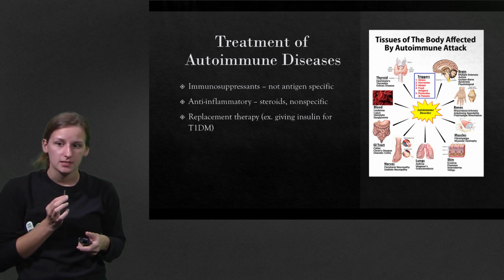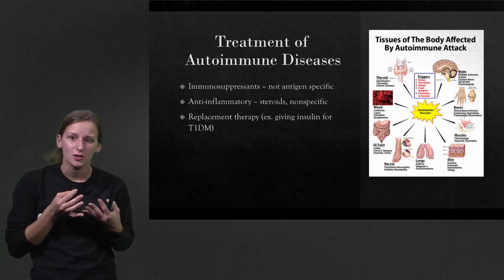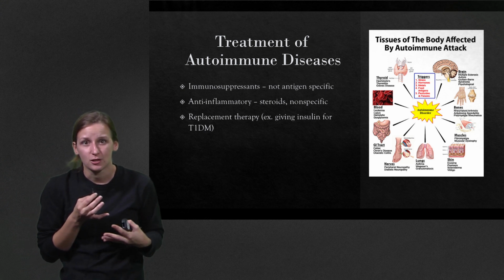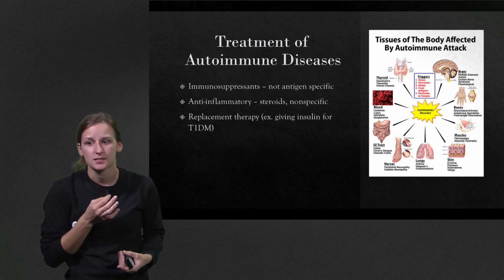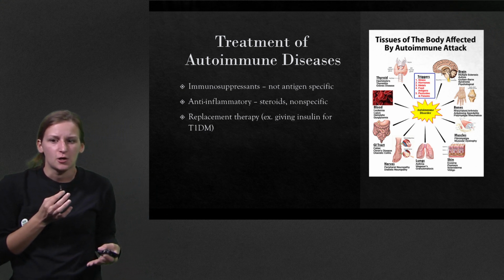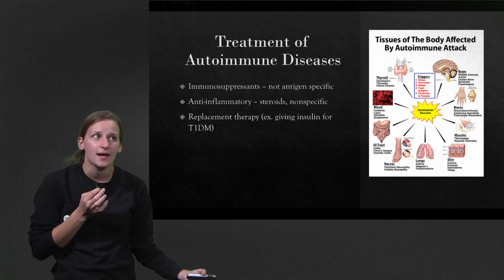So autoimmune diseases, the moral of the story for treating them is you want to stop your immune system from attacking your body. So you're going to use immunosuppressants, you're going to try to reduce inflammation, and you can use replacement therapy. For instance, with type 1 diabetes, you don't produce insulin anymore, so you give them exogenous insulin.